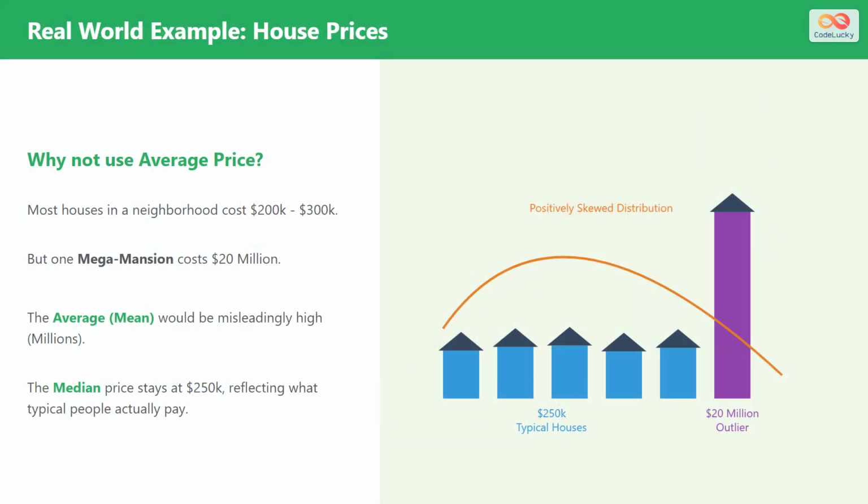This is why the median is so important in the real world, especially for things like house prices or income. In a neighborhood, most houses might cost around $250,000. But if there is one mega mansion costing $20 million, the average price would be in the millions, which is misleading. The median stays at $250,000, giving us a much better idea of what a typical house actually costs.